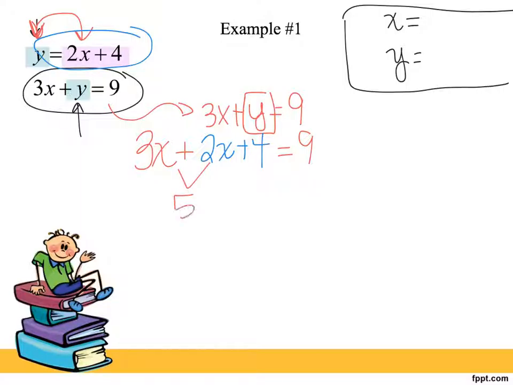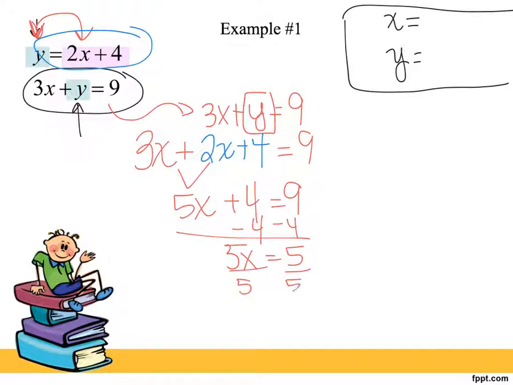So 2x and 3x is 5x plus 4 equals 9. When we take away 4, we get 5x equals 5. And we divide by 5 and we get x is equal to 1. But we're not done because remember, a solution to a system is an xy coordinate. So at this moment, all we know is that x is equal to 1. Well, how do we find what y is equal to?